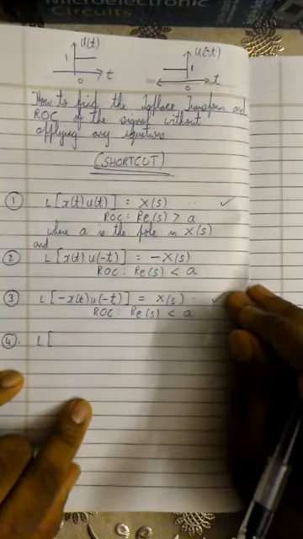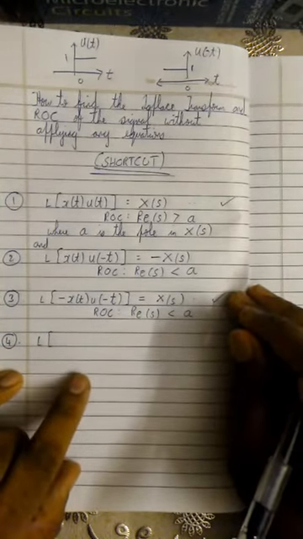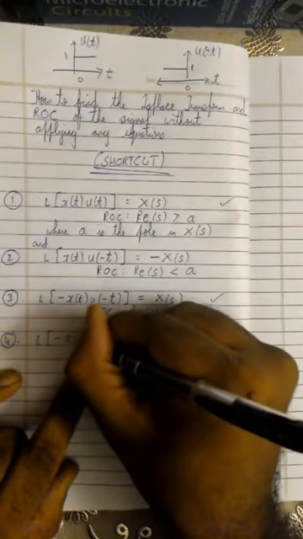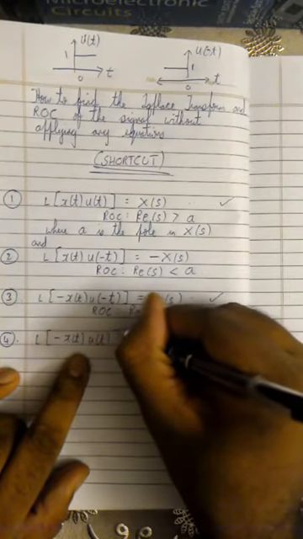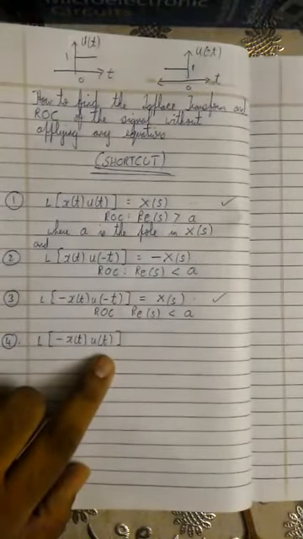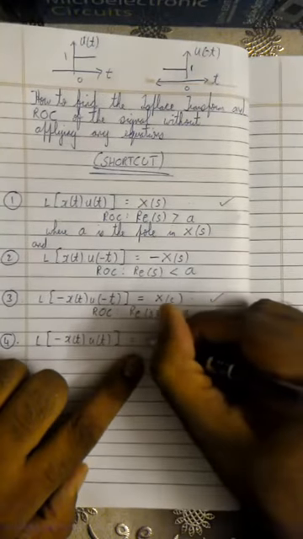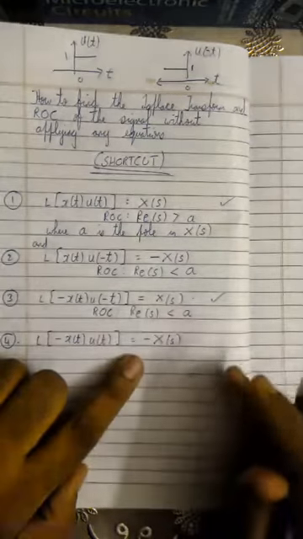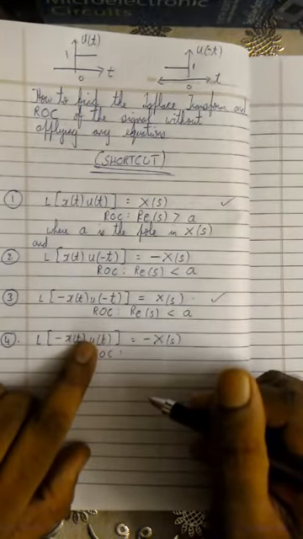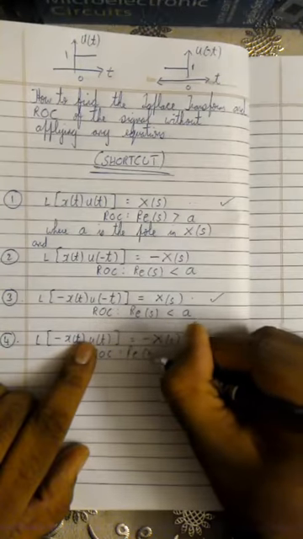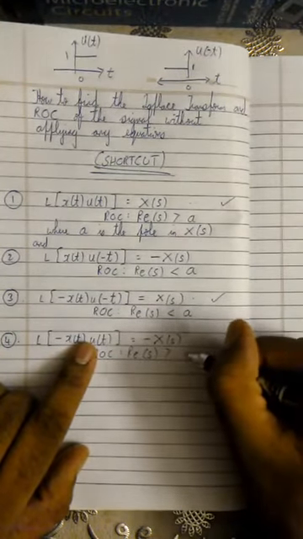Likewise, similarly, if I want to find the Laplace transform of a signal that looks like this, minus x of t u of t, then what is my Laplace transform? It will be minus X of s. And what will be my ROC? Since this signal is multiplied by u of t, it is a right-sided signal, so your ROC will be real part of s greater than a.